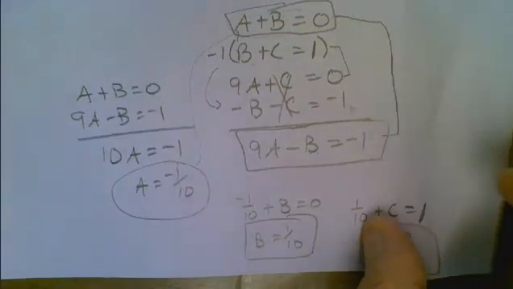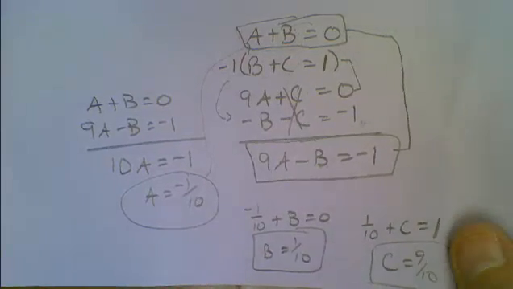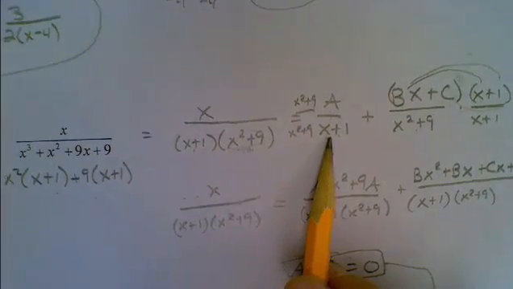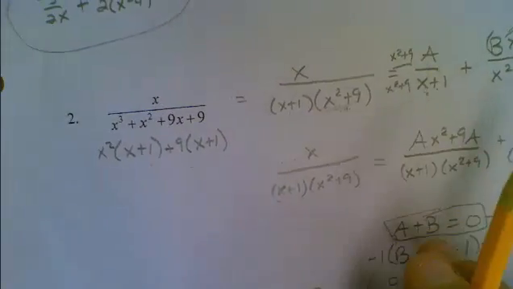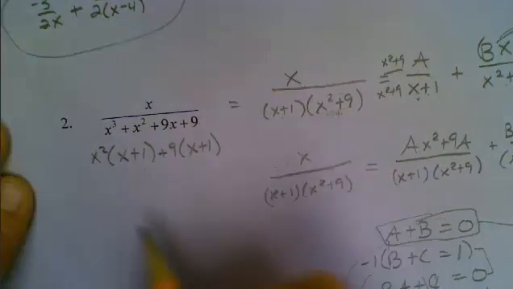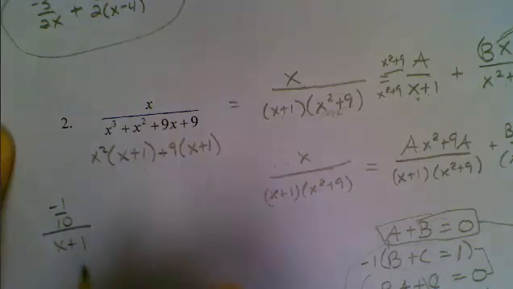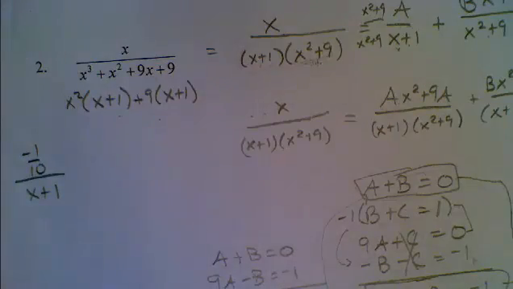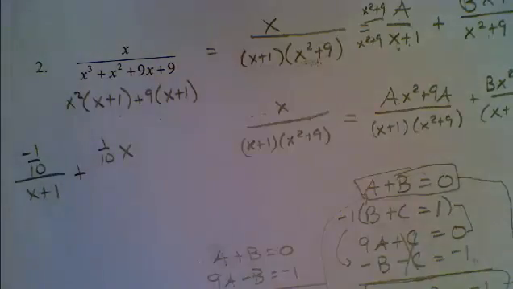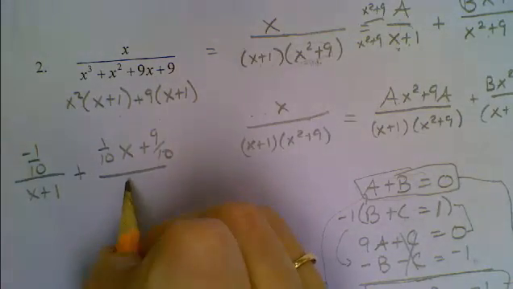Now we need to plug them back into our original. So remember what those are. We're going to take a as -1/10. A was the number that was above my x plus 1. So I'm going to have -1/10, sorry about that, negative 1/10 over x plus 1. And we'll have to take care of that complex fraction in a second. B was 1/10, so it's plus 1/10 x plus c, which was 9/10, all over x squared plus 9.